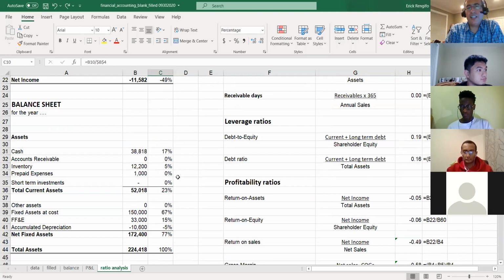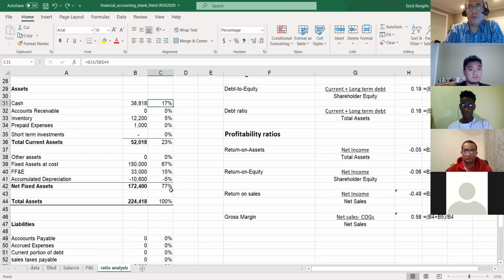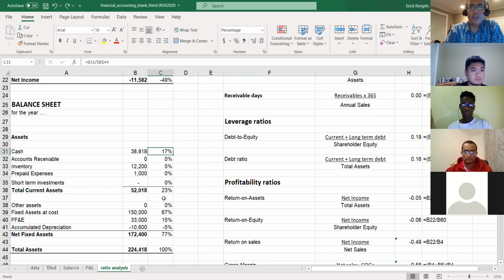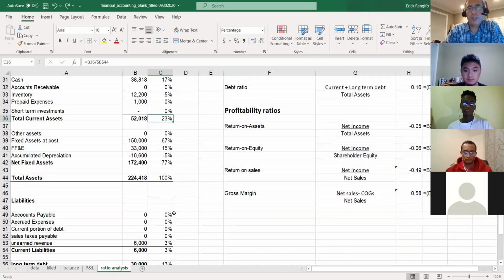In the balance, these numbers are more just for observation purposes. These ones here are useful, but these are simply for observing. So normally what you do is you link everything to the total assets here. For example, 17% of my total assets is cash. Now, current assets are 23% versus 77% of my long-term assets. So I'm liquid enough, so that's okay.